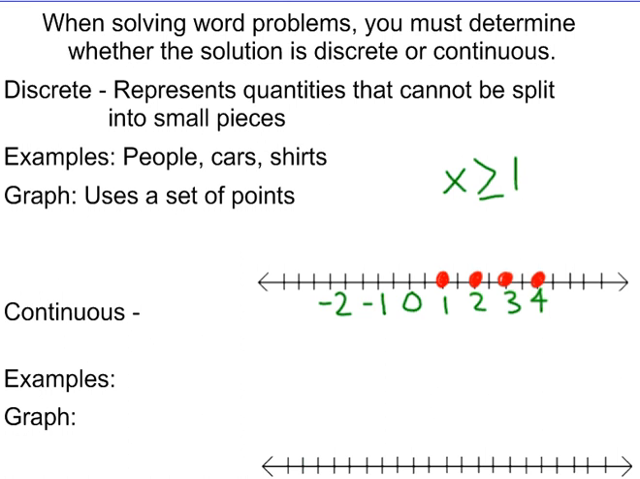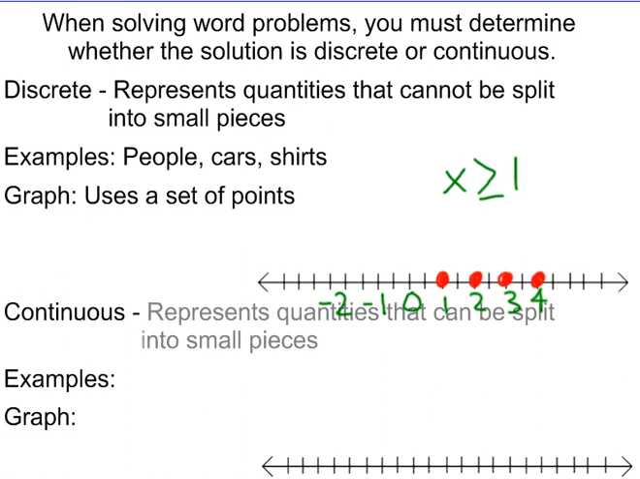Next, looking at continuous, this is going to represent quantities that can be split into smaller pieces. An example of that is lengths or time. In lengths, if you have 3 feet, you could split that into 1/2 of a foot, or that could be split into inches, where you could have 1/4 of an inch, and it could be broken down into smaller and smaller pieces. For a length, it would make sense to have fractions and decimals that represent it.